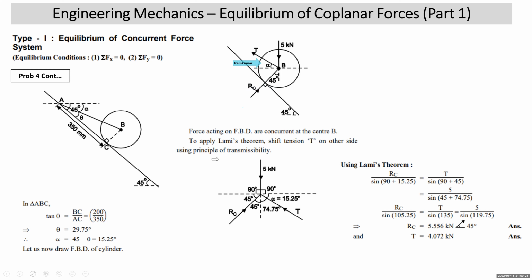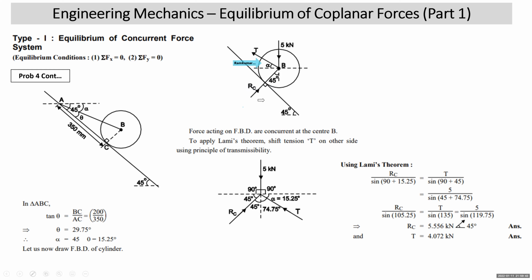You want to solve this problem by Lami's theorem. First, you see that only three forces are acting on this cylinder. This will keep the body in equilibrium, but there is a problem. Direction of T is fixed. It is away from B as it is marked. RC is towards the body. All right. Next question comes: can we apply Lami's theorem? Yes, but there is a slight problem.